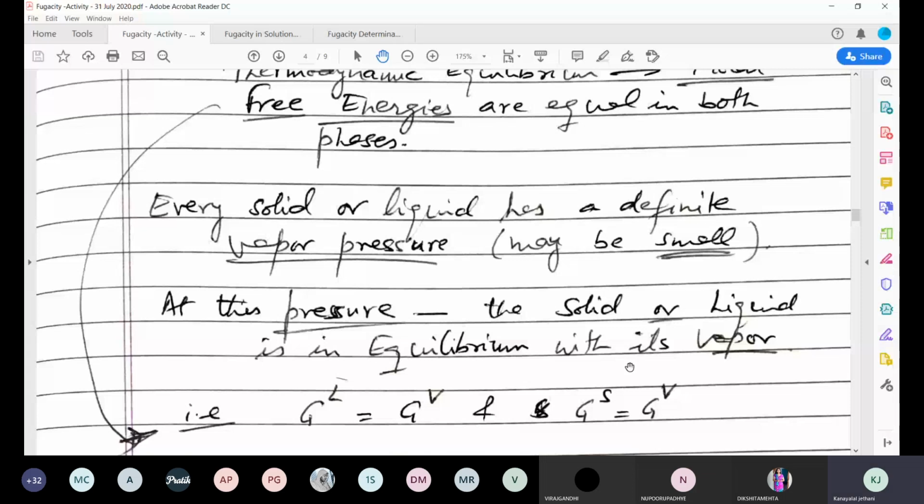When we say equilibrium, what do we mean? Can somebody talk about equilibrium? What does it mean?